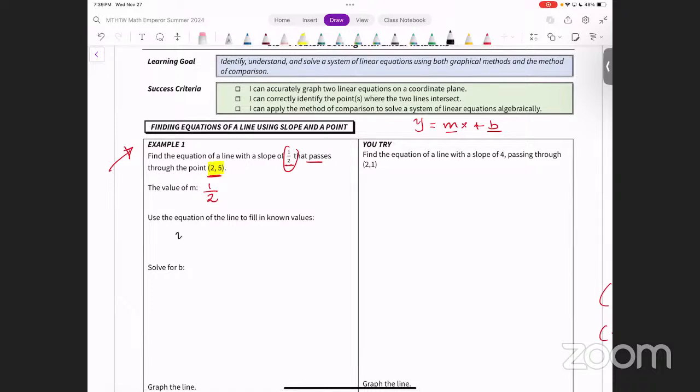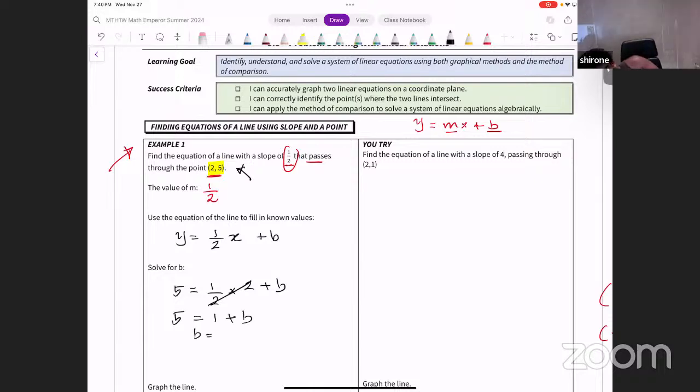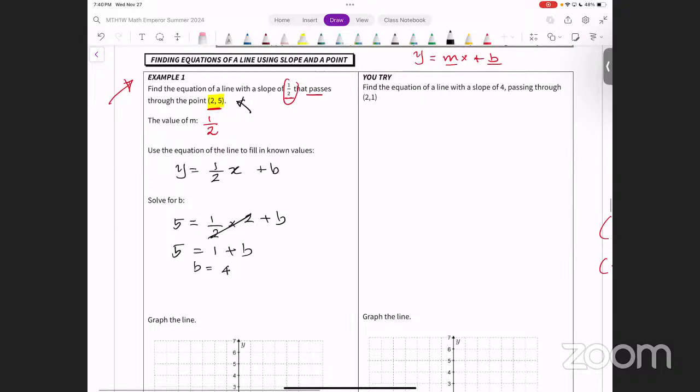What we're going to do is write the equation as 1/2 of x plus b, isn't it? Now, when they say there's a point 2 comma 5 on a line, what does that mean? When x is 2, y is 5. So that is going to be 1, so b is equal to 4. So the equation of the line is y equals 1/2 of x plus 4.